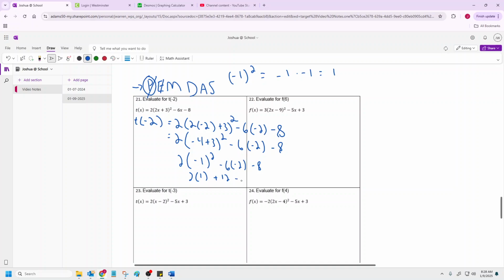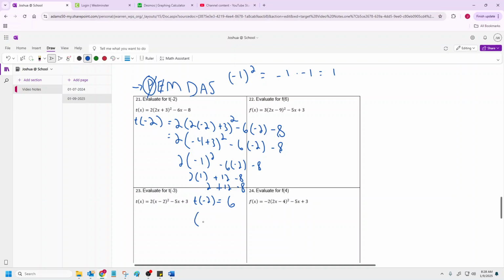And then I'm going to bring down my -8. 2 times 1 is 2, plus 12, minus 8. What does that equal? Well, 2 plus 12 is 14, minus 8 is 6. So when it's all said and done, and again, ignore my ugly work, I'll get better at this as I go through the semester, 2 plus 12 minus 8 is +6.